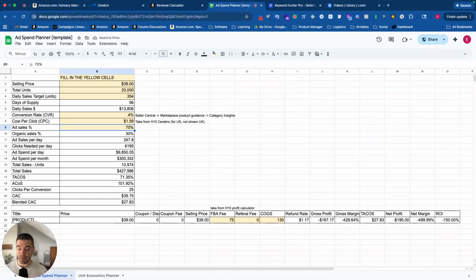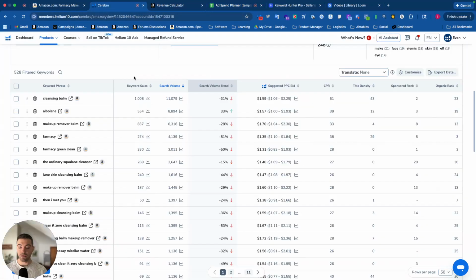We assume 70% of your sales will come from ads when you launch a new product on Amazon. That's just based on experience. That's a good assumption to have. Then the conversion rate. So Cerebro we use for two things to get the CPC, but then we found this is the main keyword.